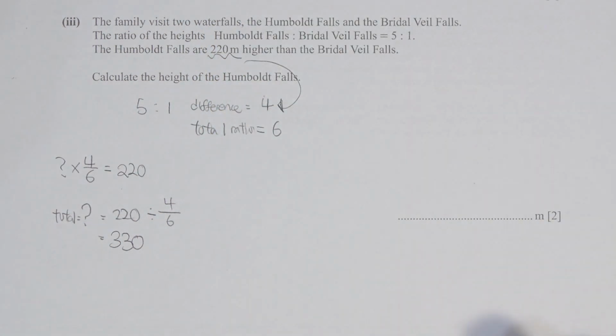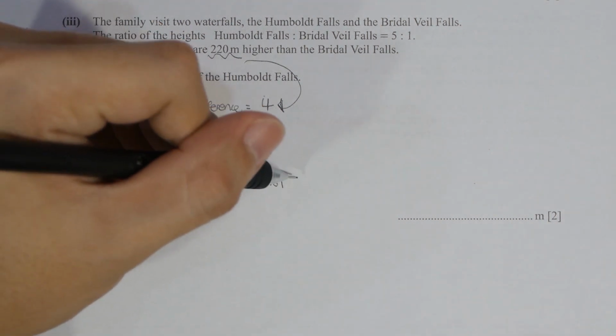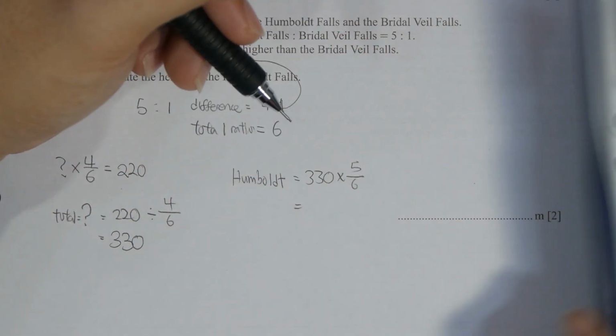So for you to calculate the Humboldt Falls height, simply take 330 times 5/6, then you get 275 meters.